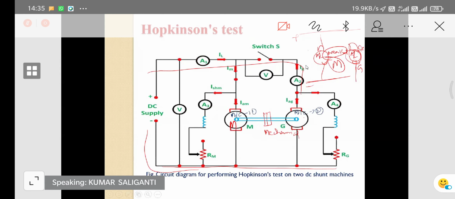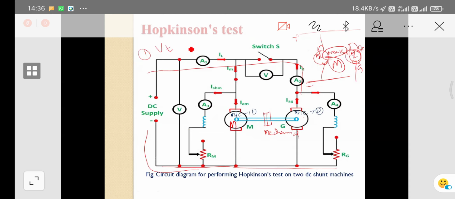In order to satisfy the parallel operation of two machines, you have to remember the same terminal voltage and the same polarity. The same polarity means A plus to A plus and A minus to A minus. Similarly here also, A plus to A plus.